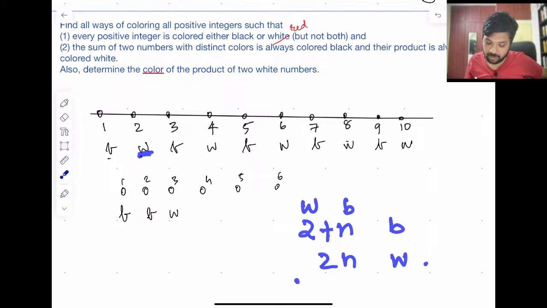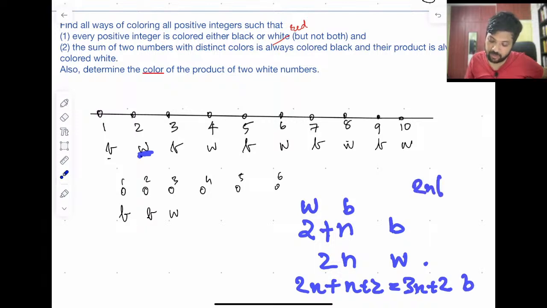But there's some 2n plus n plus 2, I know this is useful. It will be 3n plus 2 must be black, and 2n into n plus 2 must be white. It's not useful, I think. 2n square plus 4n must be white. I think if we iterate, is it useful? Sometimes it's useful to iterate. 3n plus 2 must be black. So n plus 2 is black, 3n plus 2 is black.